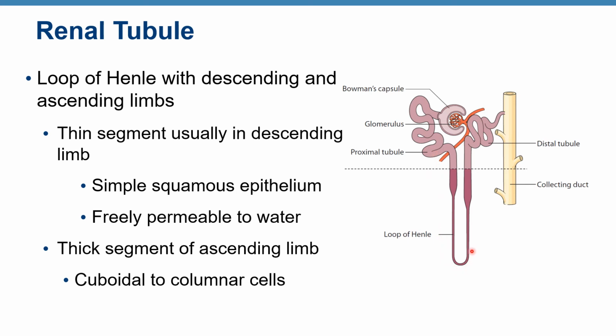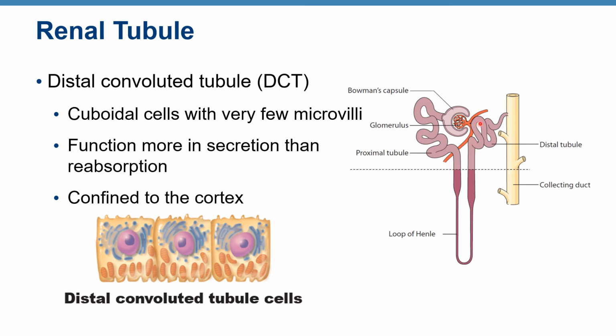Now we're moving down to the loop of Henle, and loop of Henle has a descending loop and an ascending loop. Descending goes down, ascending goes up, and it has thick and thin segments. If it's a thin segment, then we have simple squamous epithelium, and it's freely permeable to water, and thick segment has cuboidal or columnar cells. Now we're moving to distal convoluted tubule, or DCT, and it's made from cuboidal cells. Here are the cells with few microvilli, and function more in secretion than reabsorption, right?